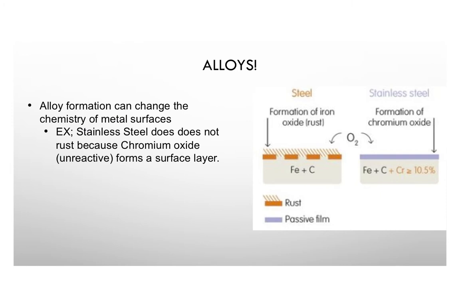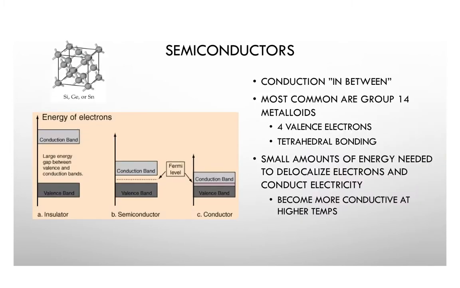Another thing that alloy formation can do is change the chemistry of metal surfaces. For example, stainless steel. Okay, in stainless steel, you create an alloy that has chrome in it. The chrome on the surface will actually react with the oxygen in the air and form a chromium oxide layer. That prevents it from being able to rust. Whereas in regular steel, where you don't have that chromium, you just have the iron exposed on the top and it can rust away. Okay.